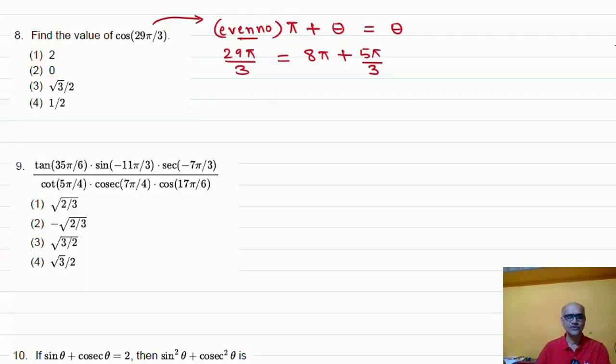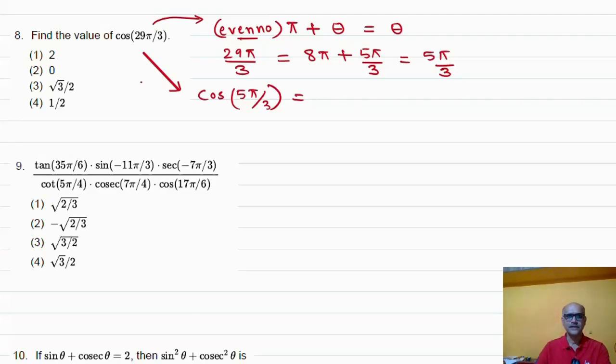Taking the LCM, 8 3s are 24, 24 plus 5 is 29. Now in our shortcut method, we leave this 8 pi. So this will be equal to 5 pi by 3. Clear? If you want, you can check once more. So 29 pi by 3 is even number plus theta. Now this can be written as cos 5 pi by 3. Now it becomes simple. Easily you can solve.